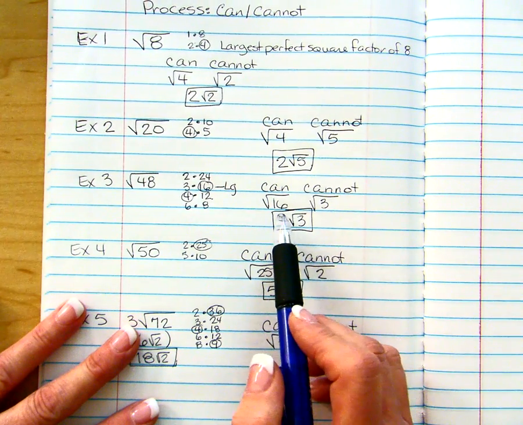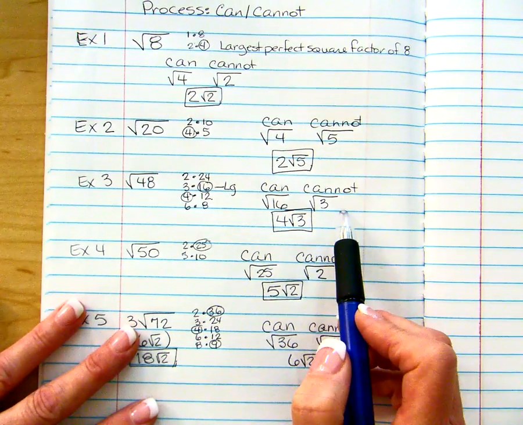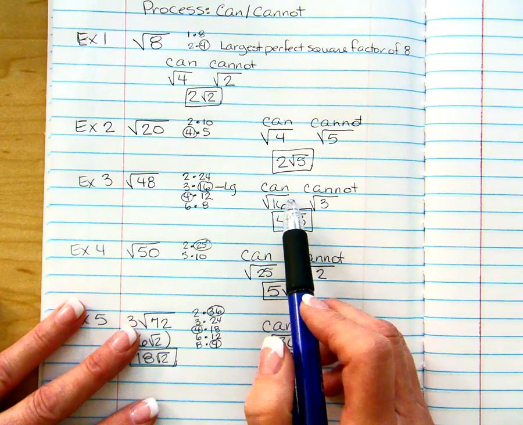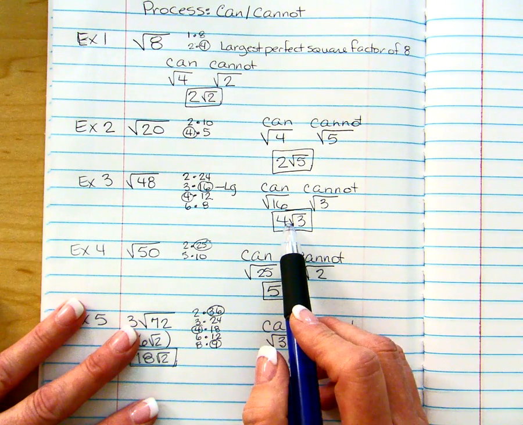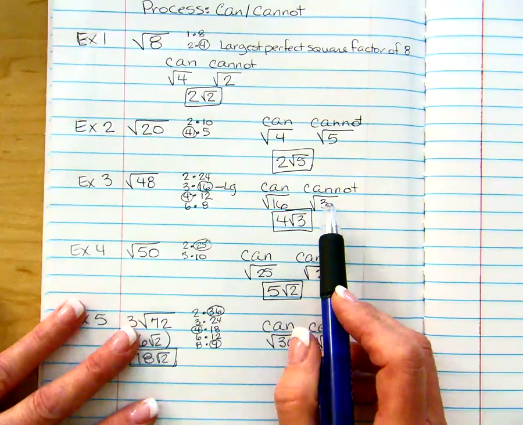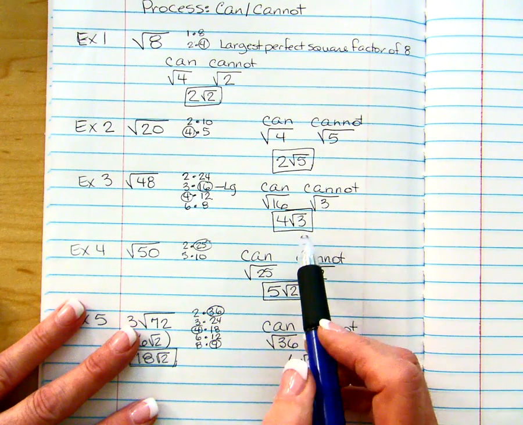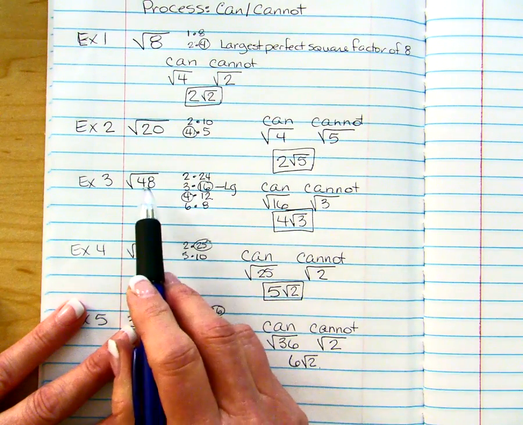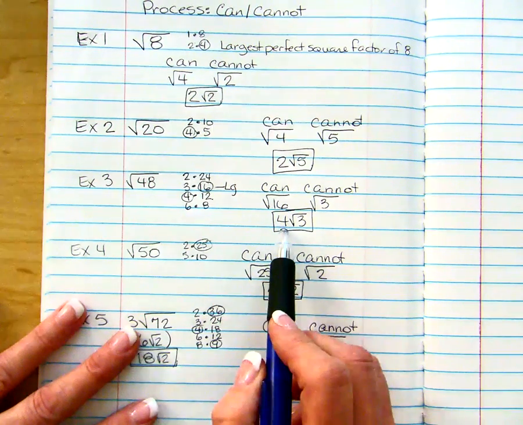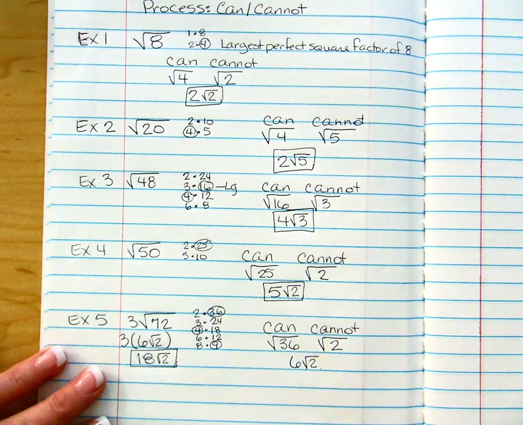We can take the square root of 16. We cannot take the square root of 3. The square root of 16 is 4 because 4 times 4 is 16. The square root of 3 cannot be simplified anymore, so it just simply gets written down. So the square root of 48 becomes 4 times the square root of 3.